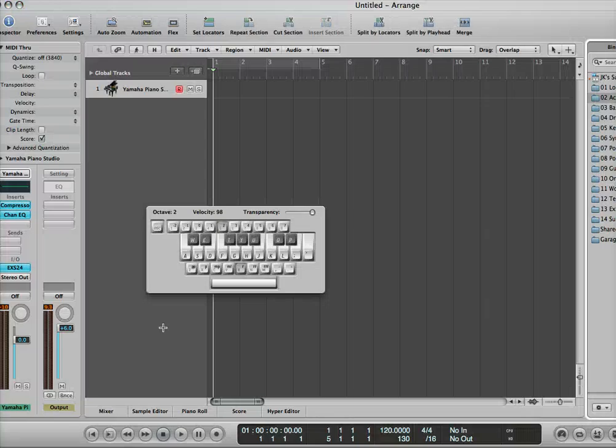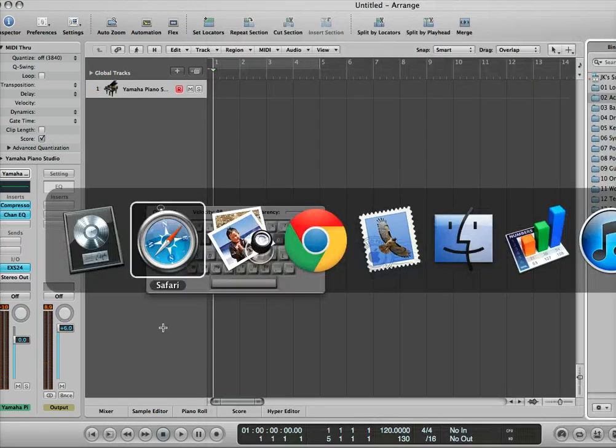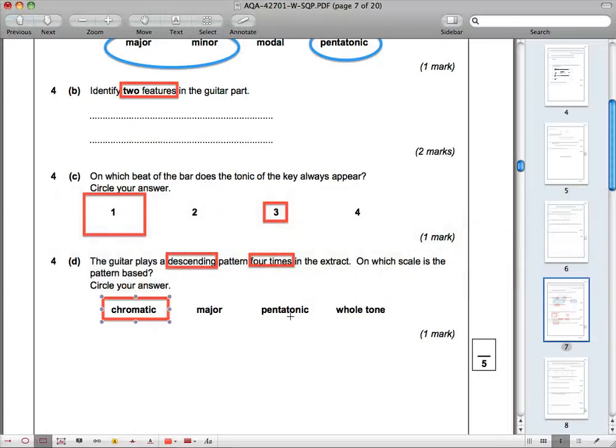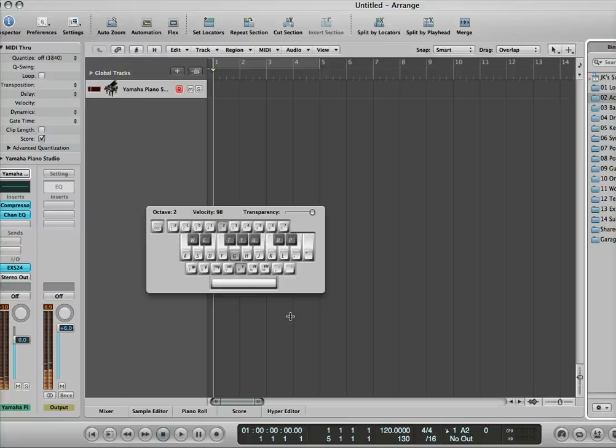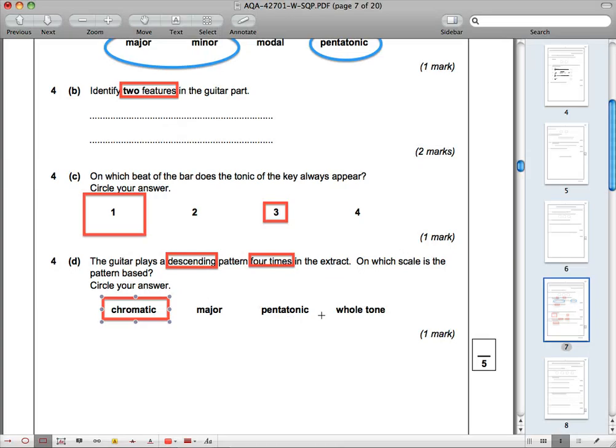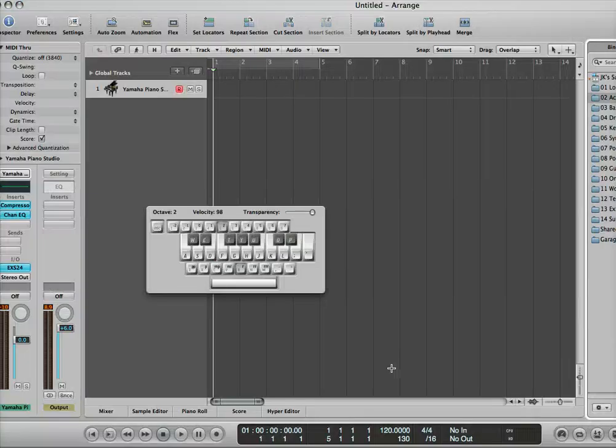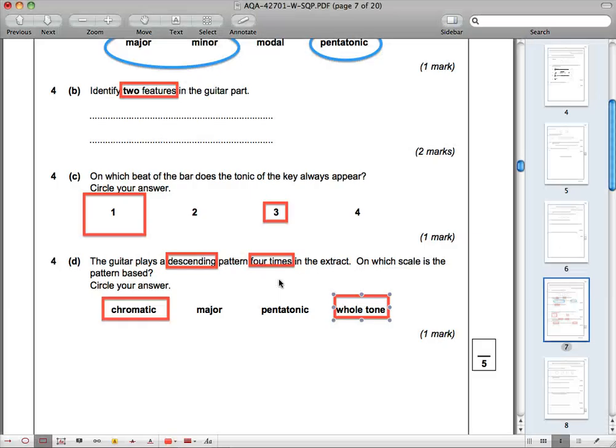It could be a descending major pattern, which would sound something like this. It could be a descending pentatonic pattern, which might sound something like that. Or it could be a whole tone pattern. Now we haven't looked a lot at whole tones throughout the course, but that's when the distance between every note is a full tone, 2 semitones, rather than using any semitones. So that would sound something like that, because you're always going down a whole tone rather than a semitone.